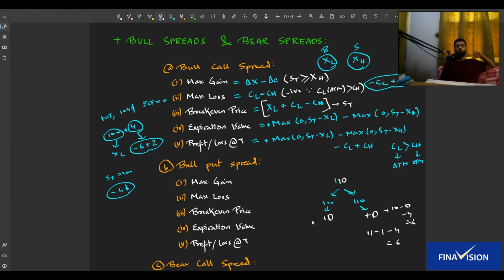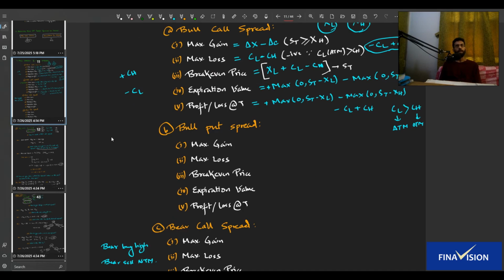Now we have understood bull call spread. Now let us understand bull put spread. Now friends, we enter the bull put spread. Now there are certain differences here with bull call spread, friends. Although we are looking at increasing of the price towards getting gains, but the calculations are a bit different and the strategy positioning is also different. Let us see how. Let's say a stock is at a price of 100.